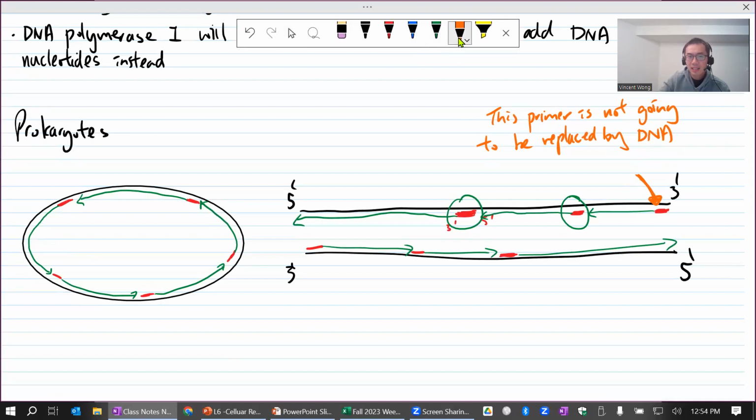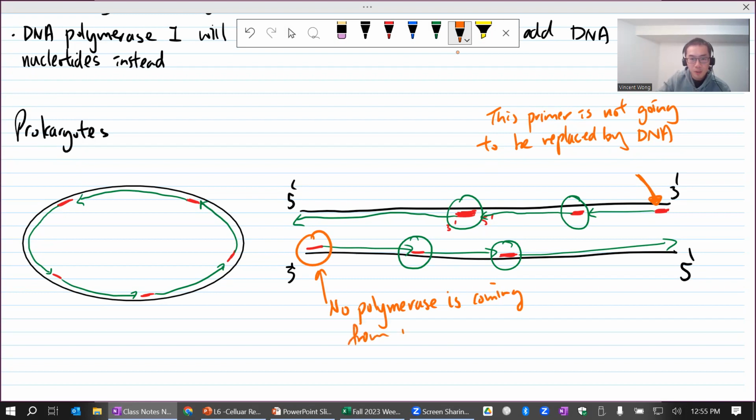Does that make sense? Same thing at the bottom. Look, polymerase 3 will come and then fall off, number 1 gets on and replaces that with DNA. Same thing here, replace that with DNA. But for this part, no polymerase is coming from upstream. Upstream means above, from before that point. From upstream, this will not be copied as DNA.